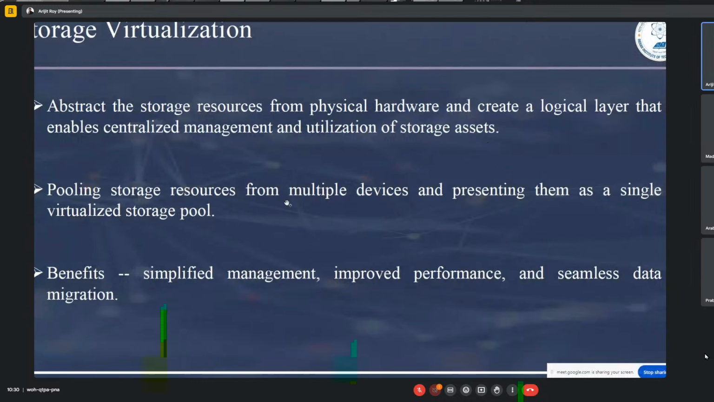Now pooling of the storage resources from multiple devices and presenting them as a single virtualized resource. So essentially it is getting the resources from multiple devices, and they are logically combined together to form one. Okay, so you will get the essence that the entire storage space is given to you. Now this benefit is again simplified management, improved performance, and seamless data migration.